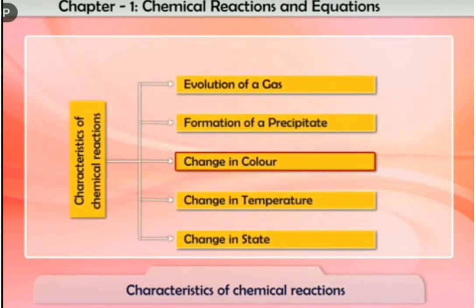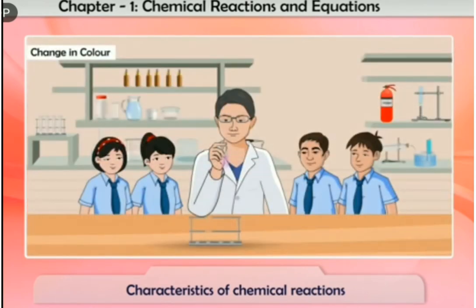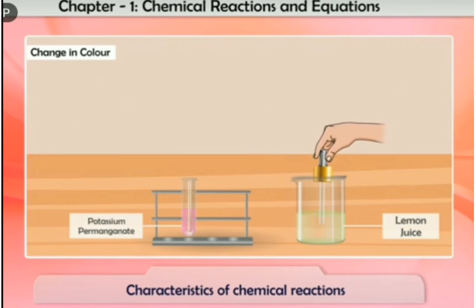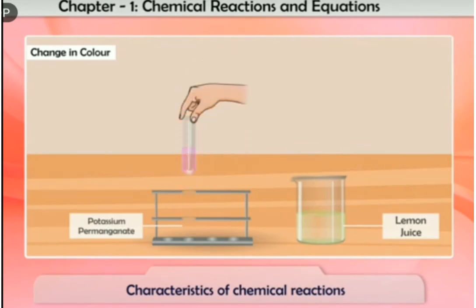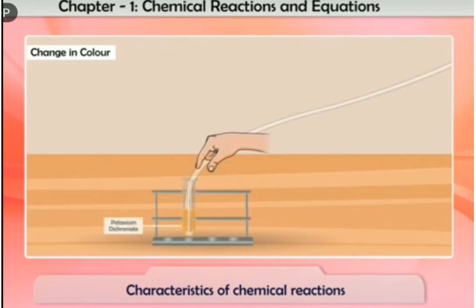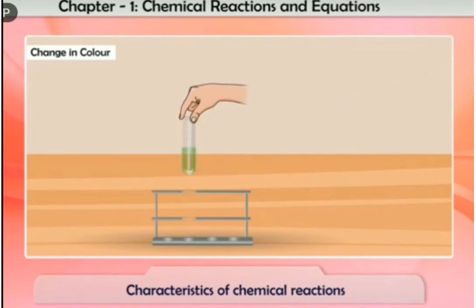Now we will discuss the third characteristic, that is change in color. Let us understand this with a few examples. 1. When citric acid reacts with potassium permanganate solution, the purple color of potassium permanganate solution becomes colorless. 2. When sulfur dioxide gas is passed through acidified potassium dichromate solution, the orange color of potassium dichromate solution changes to green.